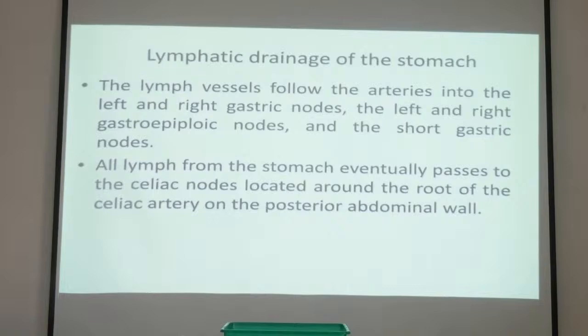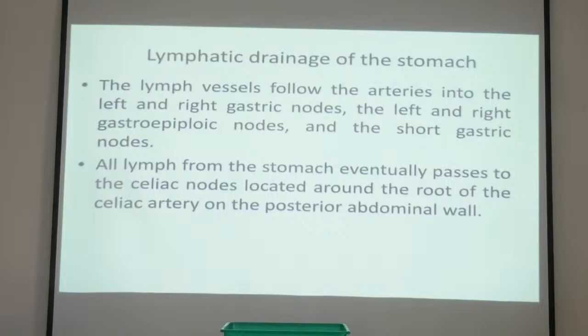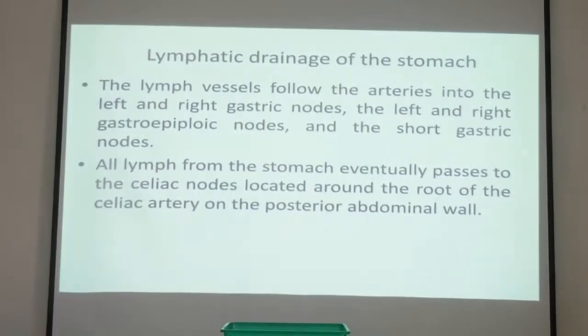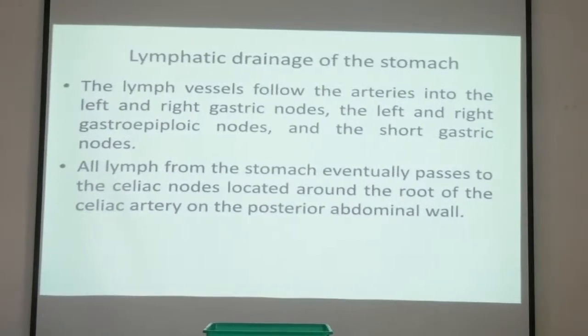Now lymphatic drainage also has been discussed. Lymph vessels follow the arteries into the left and right gastric nodes, left and right gastroepiploic nodes and the short gastric nodes. And all the lymph from the stomach eventually passes to the celiac nodes located around the root of the celiac artery on the posterior abdominal wall. This is the lymphatic drainage.